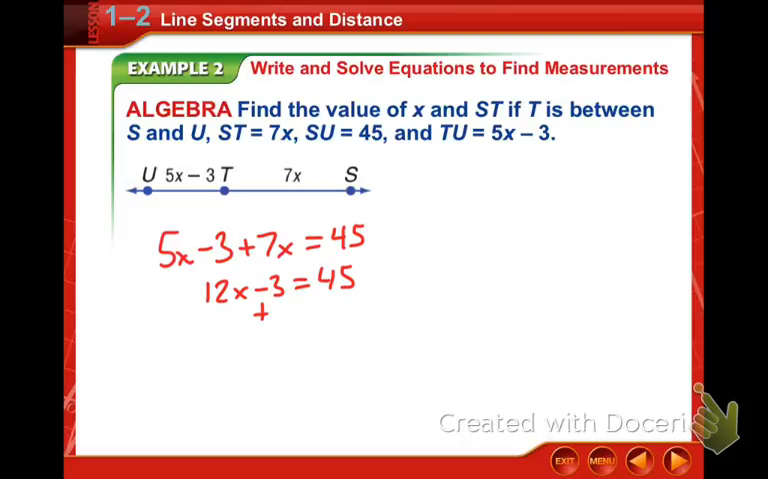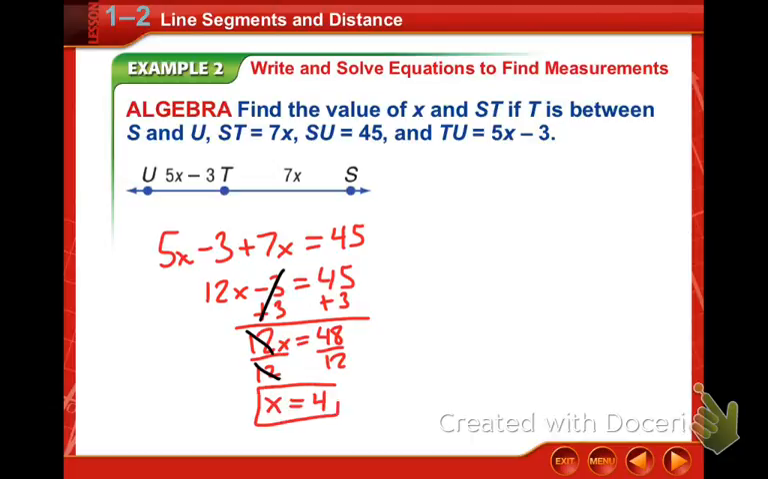Then we add 3 to both sides. And 12x is equal to 48. Then we just divide by 12. X is 4. We just wanted to find x, so we're done.